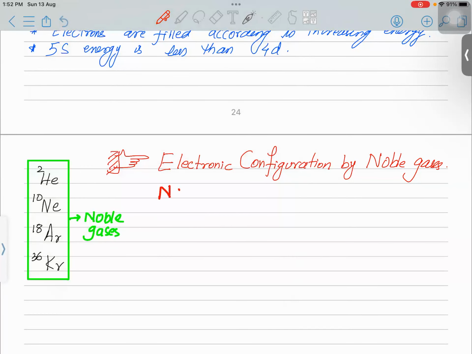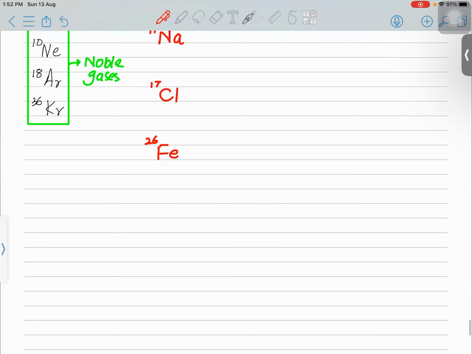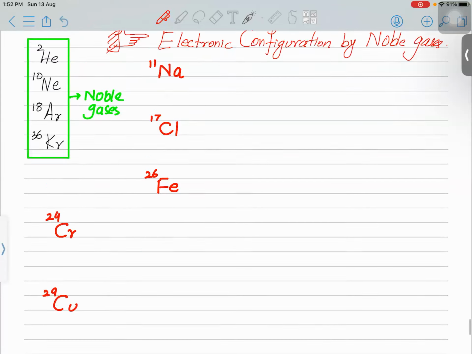First element is sodium. Second element is chlorine. Third element is iron. Fourth element is chromium. Then copper.